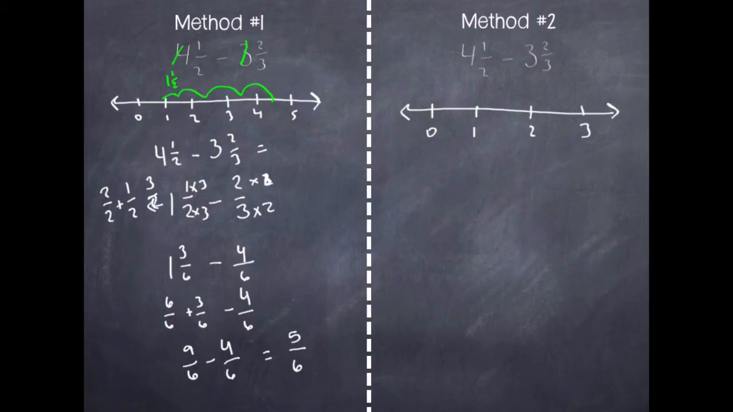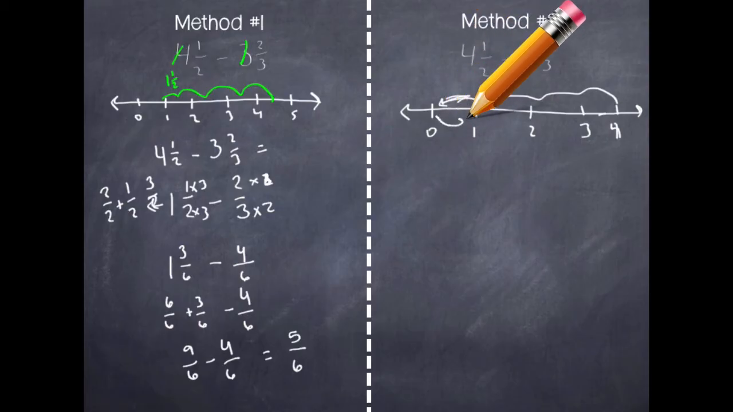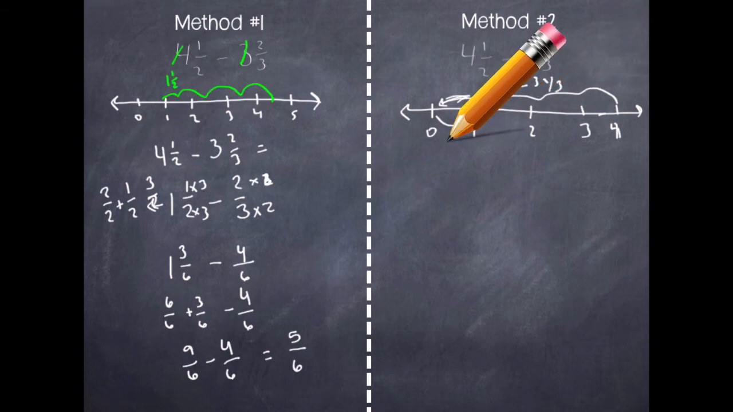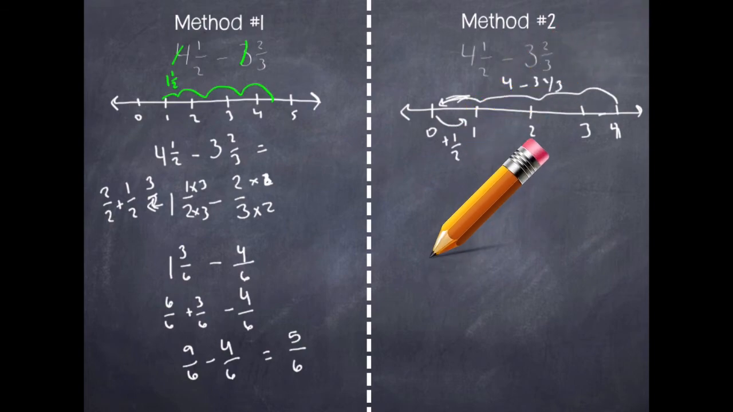Method 2, we had another number line over here with my 0, 1, 2, 3. Oh man, I need another number. 4, that's a little bit better there. So what I could do is start at 4, and I could subtract 3 2/3. So I would subtract 1, 2, 3, and 2/3, and that would end me up probably right in here somewhere. Then I'm going to have to add back in that 1/2. So I'm ignoring this 1/2 to start. I'm taking that 4, subtracting 3 2/3 from it, and then adding back in that 1/2. So 4 minus 3 2/3 plus 1/2 is basically how this one is going to work out.